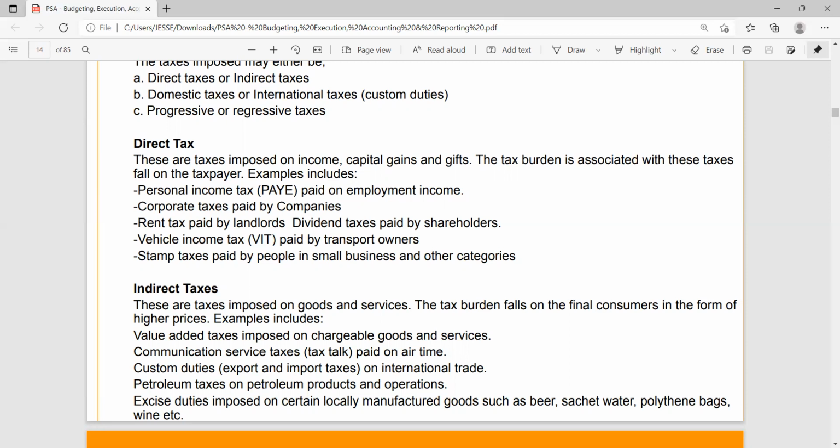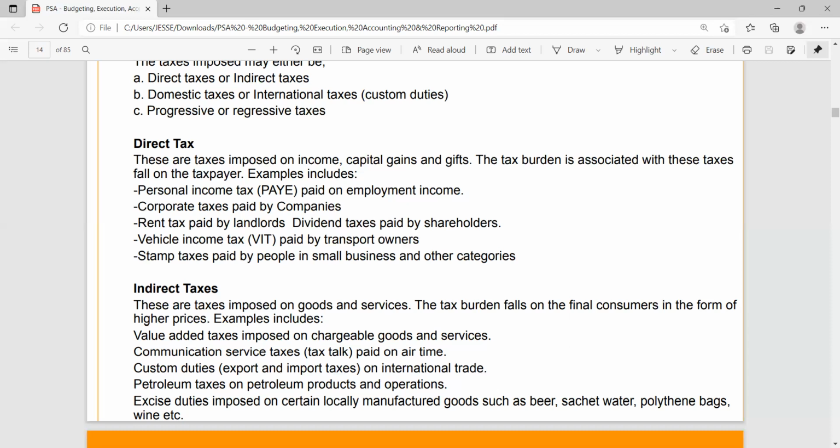Rent tax, that's paid by landlords. Dividend tax, that's paid by shareholders. Vehicle income tax, that is paid by transport owners. Stamp tax is paid by people in small businesses. All right, very, very crucial. So we have personal income tax, we have the corporate taxes, we have the rent tax, we have the dividend tax, we have vehicle income tax and stamp taxes. These are direct taxes. So direct taxes are imposed on income.